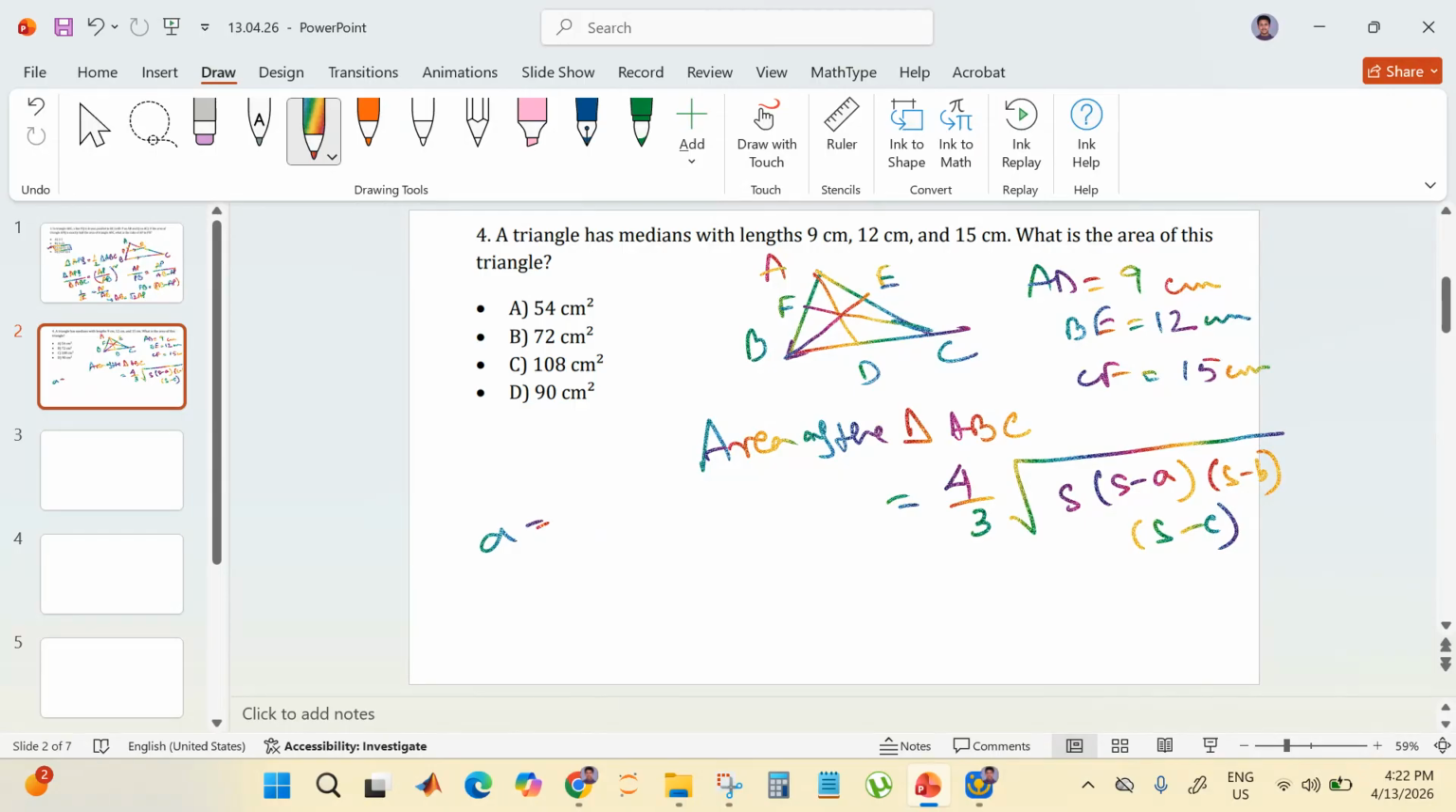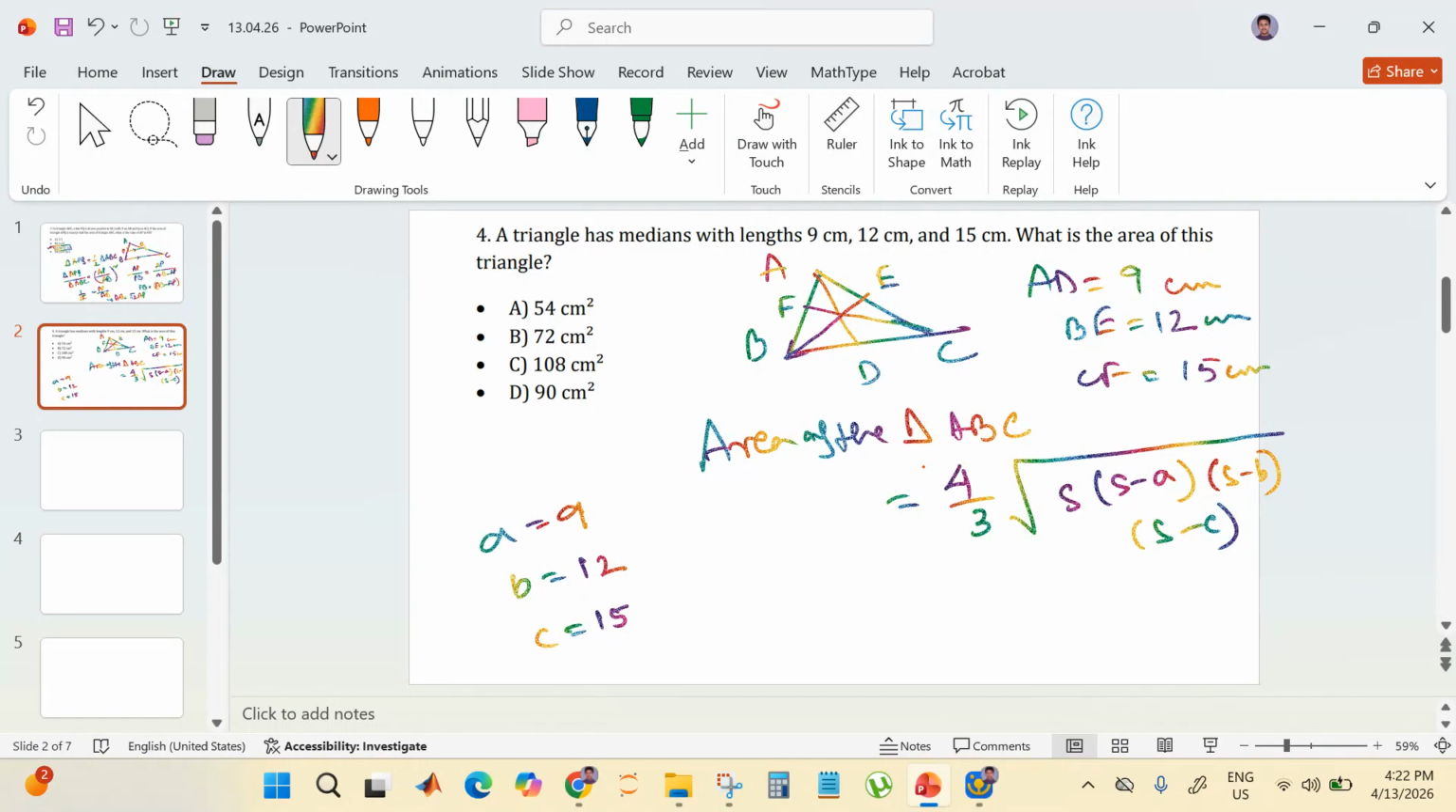So suppose the medians are A equals 9, B equals 12 and C equals 15. With this same formula we can find the area directly. But remember one thing, this is basically Heron's formula. If you ignore 4/3, then the formula will be s(s minus a)(s minus b)(s minus c). This is true for the sides.